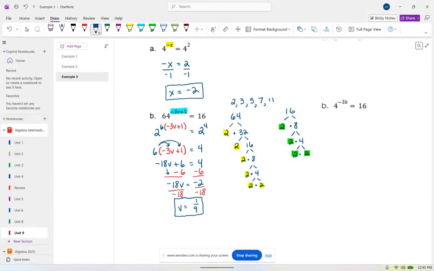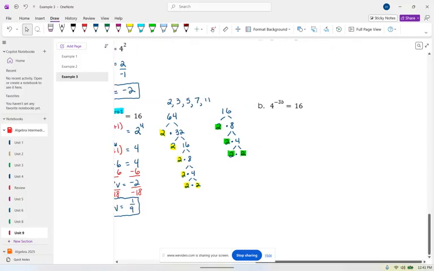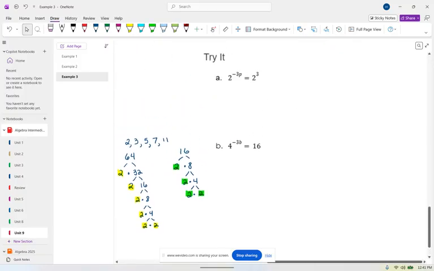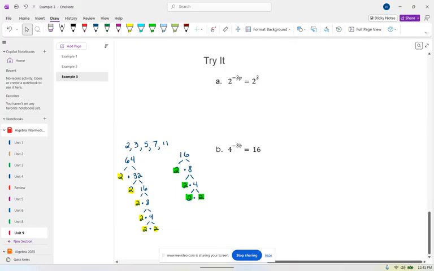And so if they don't have the same base, make sure that they do have the same base before you go and try and solve them. These are year 2 problems to try out. If you guys have any questions, please let me know.